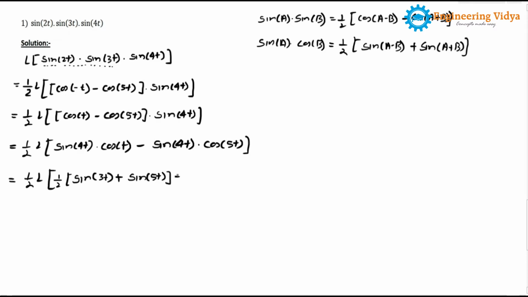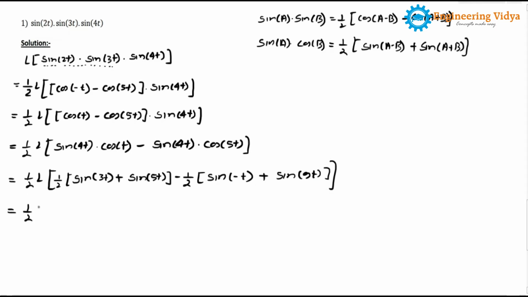I hope the things are very clear to you now. Again we can apply the formula in this case also, sin 4t into cos 5t. If you apply the formula, sin of a minus b will be there: 4t minus 5t will be minus t. And then in between the plus sign will be there, and sin of 4t plus 5t will be 9t, so sin of 9t will be there. I hope the things are very clear to you now.